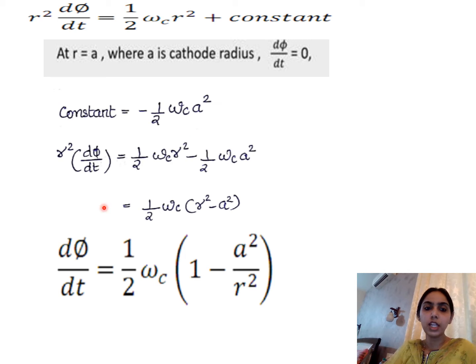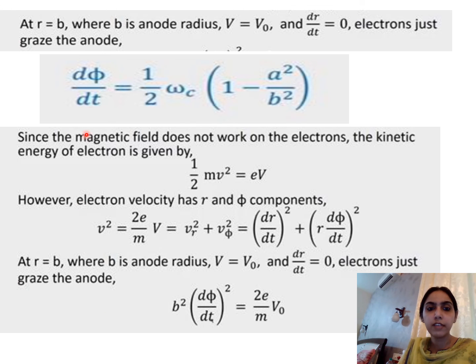So from this we can simplify the expression of dφ/dt as half ωc into (1 minus a²/r²). So in the upcoming steps we will substitute for dφ/dt by this expression. Now from the previous expression we have seen what dφ/dt is.